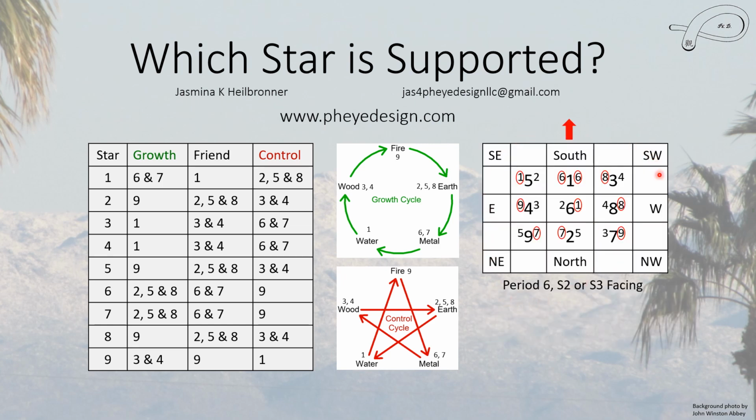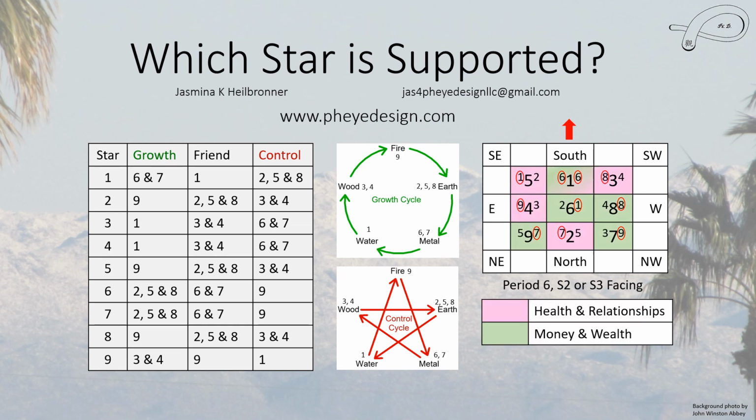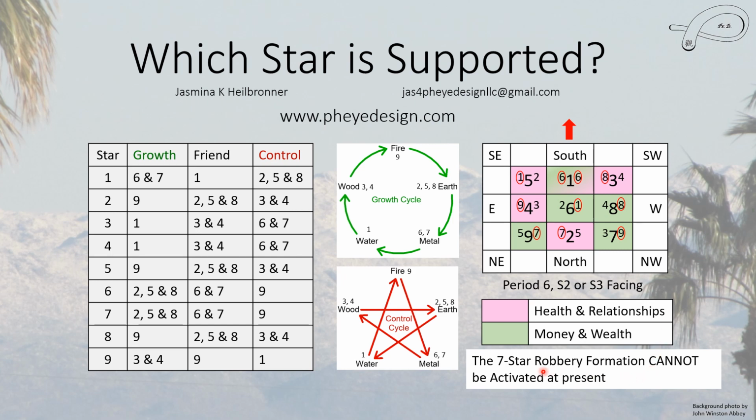So what I'm doing here is highlighting the supported stars. So that's what you've got in this. And I indicate just a simple color coding, what is good for money in green and what is good for health and relationship in pink. And this isn't very good, but this is supposed to be a gradient, so it's good for both. Then again, this is the 7-star robbery chart, but it can't be activated at present because you missed the opportunity.